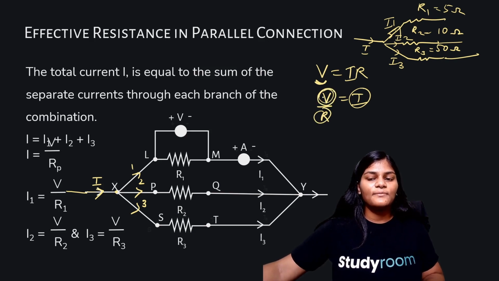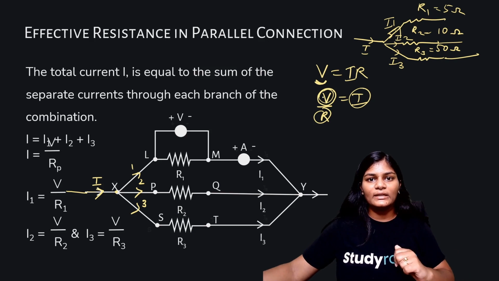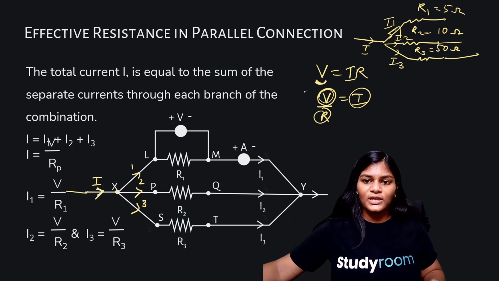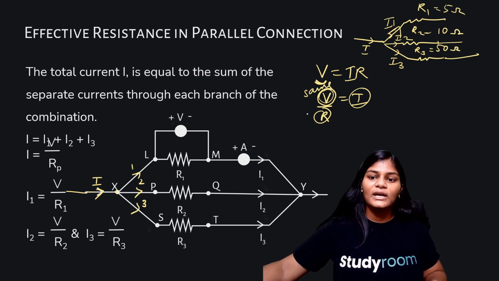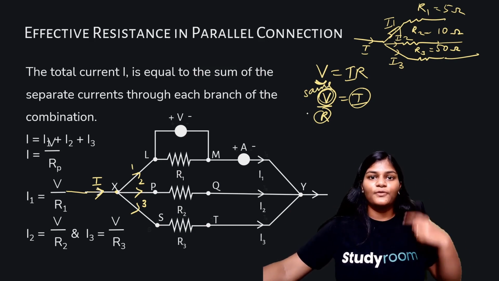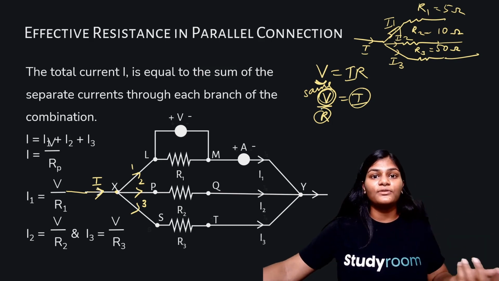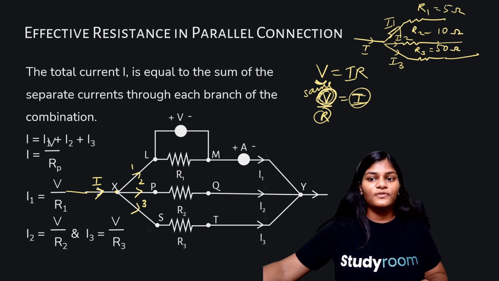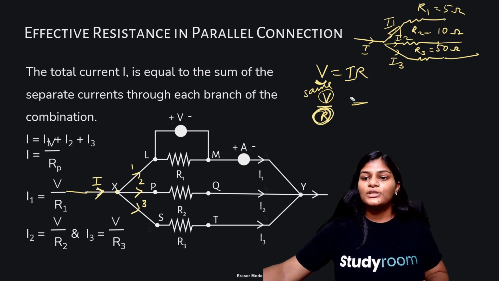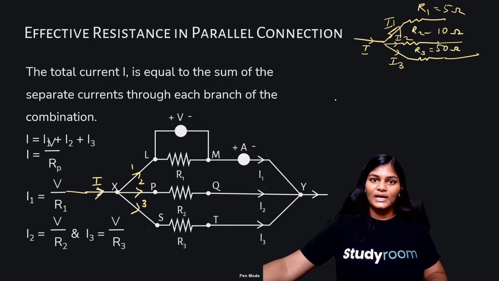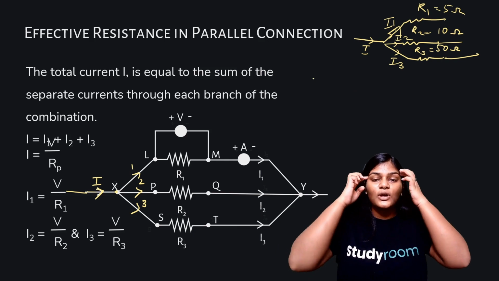Is V the same for all resistors in parallel? Yes, because they are connected across the same 2 points. So, V is same. But is R the same? No. R is going to be different for R1, R2, R3 if they have different values. So, I is also going to change because even though V is constant, R is changing. So, that means there are 3 different I's for 3 different R's. Right? So, these things you have to keep in mind.